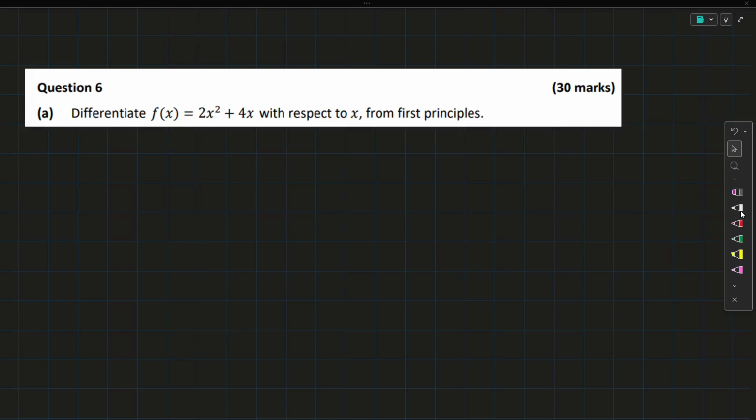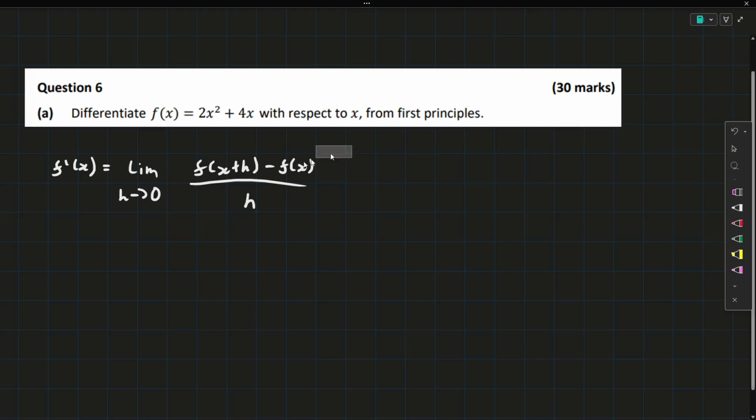This 2022 paper 1 question 6, we're told to differentiate this function with respect to x from first principles. So the way that we do that is there's a formula. I would encourage you to know where the formula comes from. It makes it easier to remember. But we have f of x plus h minus f of x all over h.